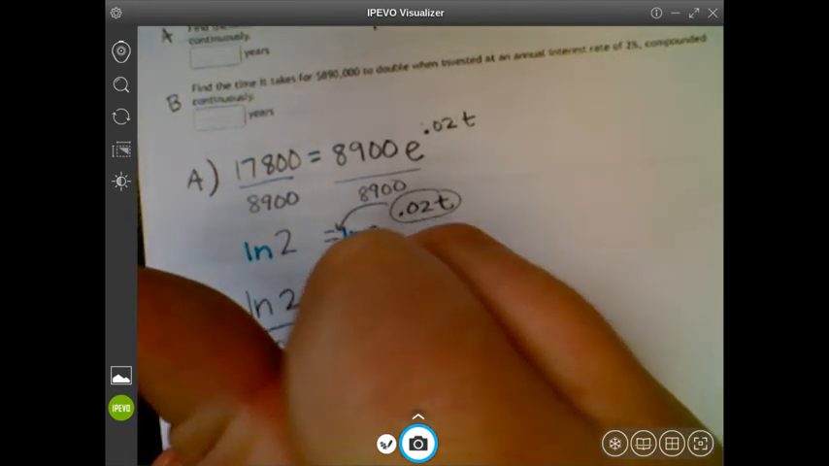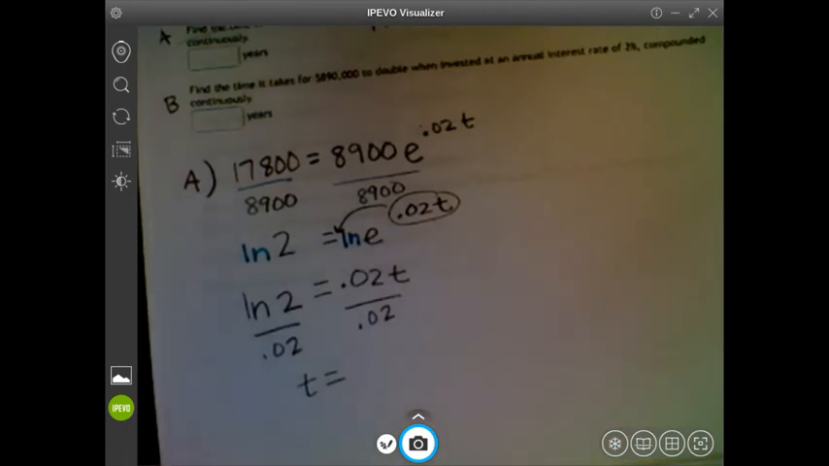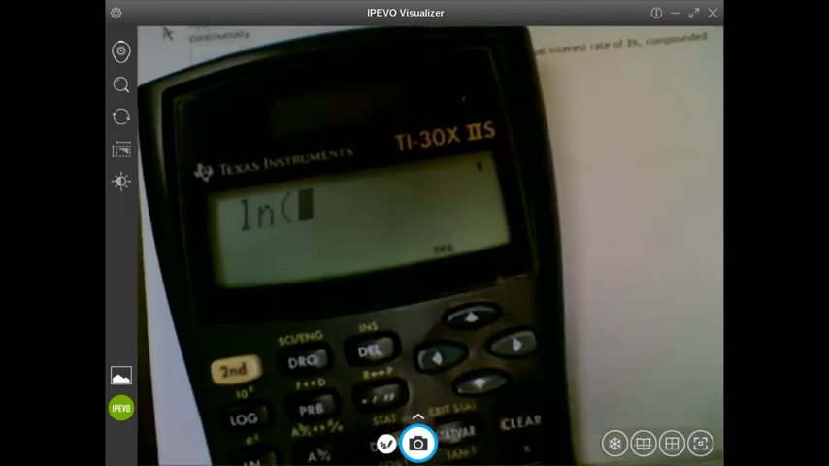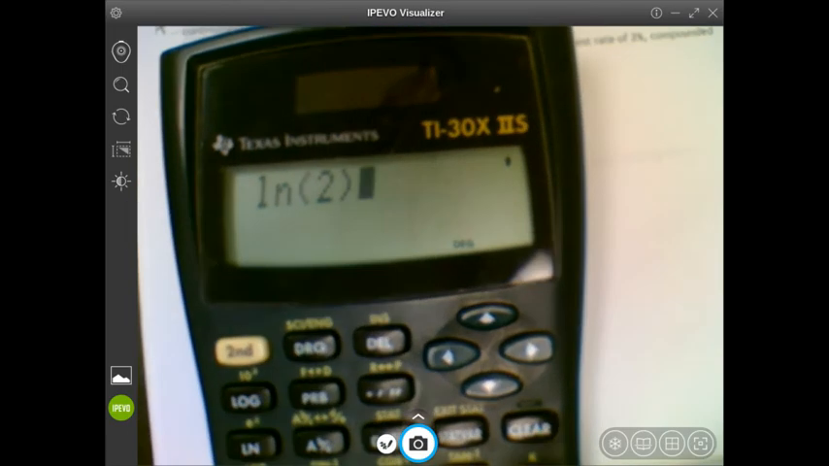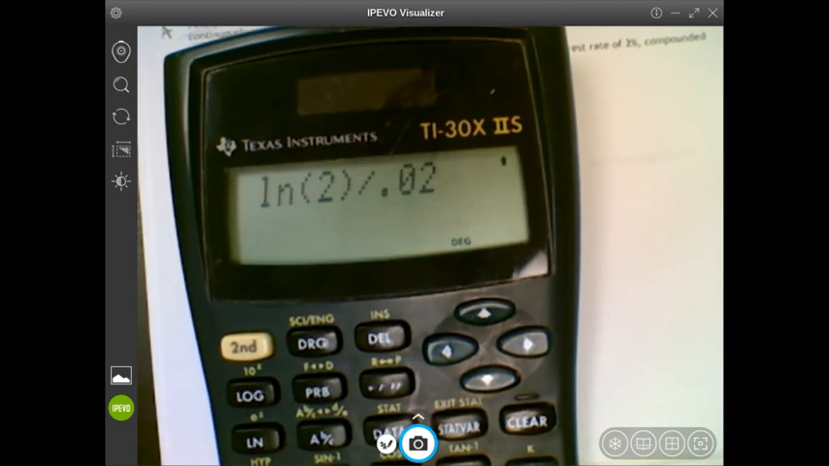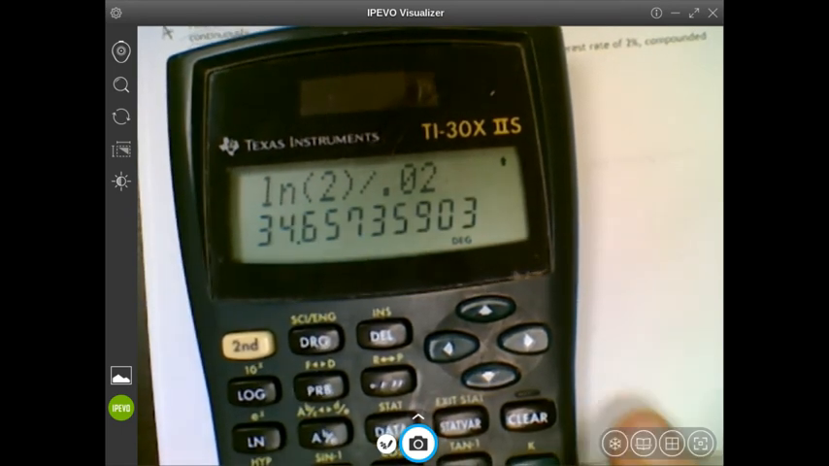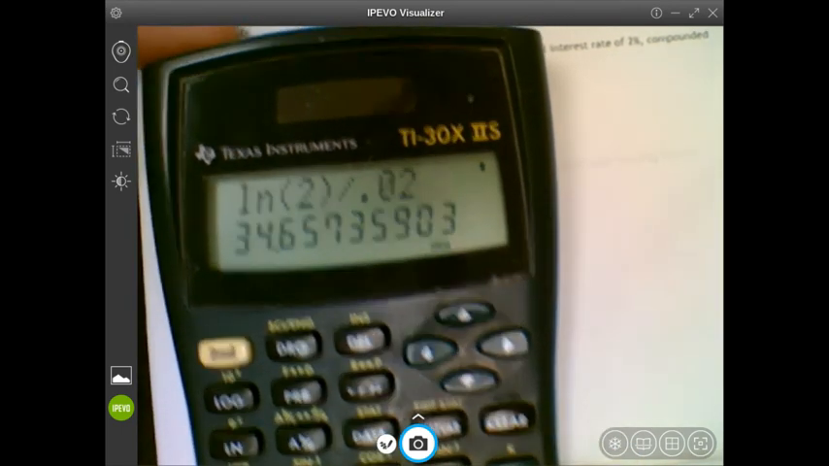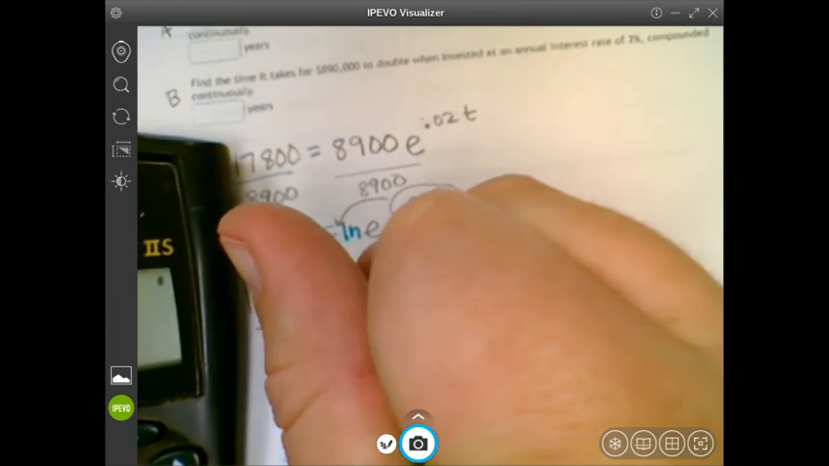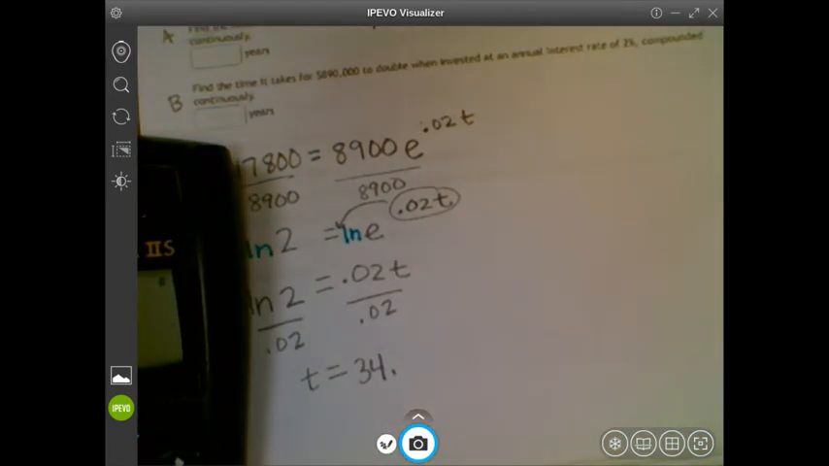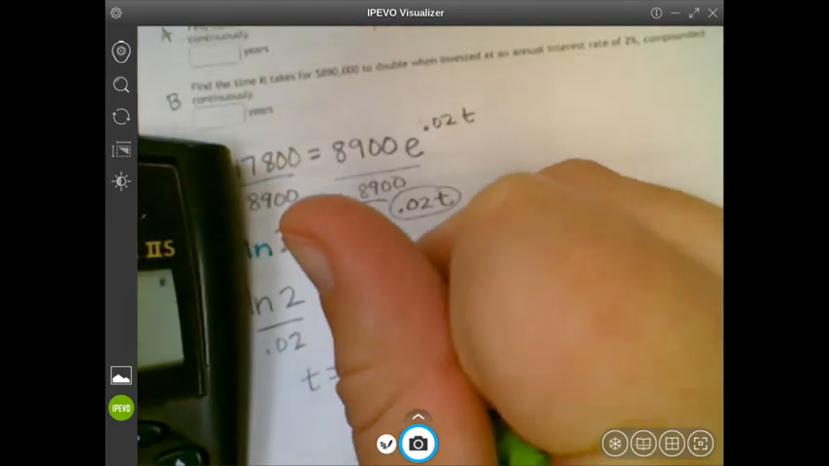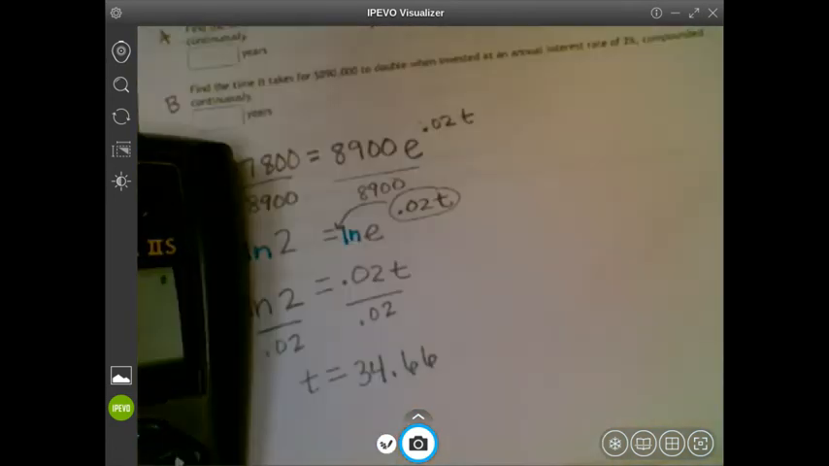So the time here is going to be equal to ln of 2. Make sure you close the parentheses before you hit divide by 0.02. We have 34.657. Does it say round? It doesn't give me a decimal point to round to, so I'm just going to go to 2 decimal points. So I'm going to say 34.66 for that one.